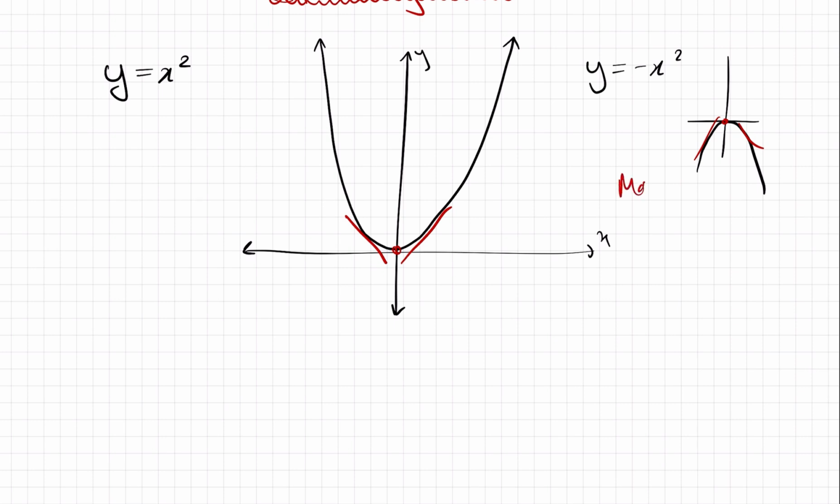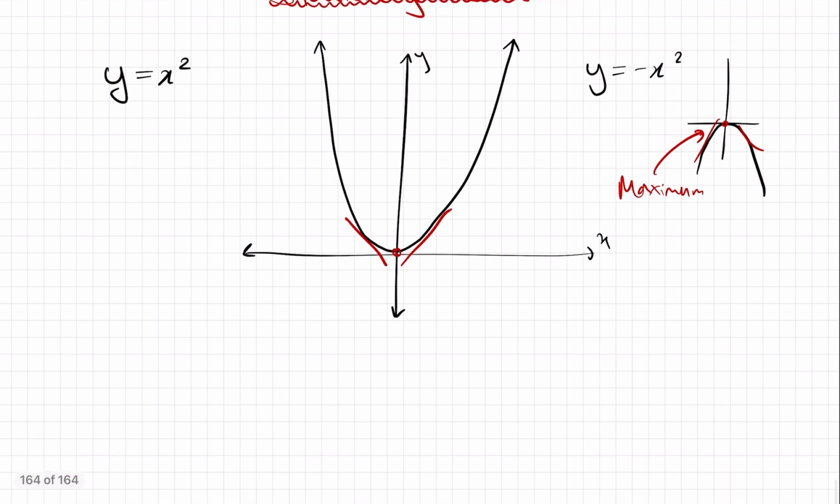So this turning point here is a maximum because the curve reaches a local maximum. And this turning point is a minimum because the curve reaches a local minimum. There's actually a third type of stationary point, which I'll get to at the end of the video, called a point of inflection. That's slightly more complicated, but it's not too bad.